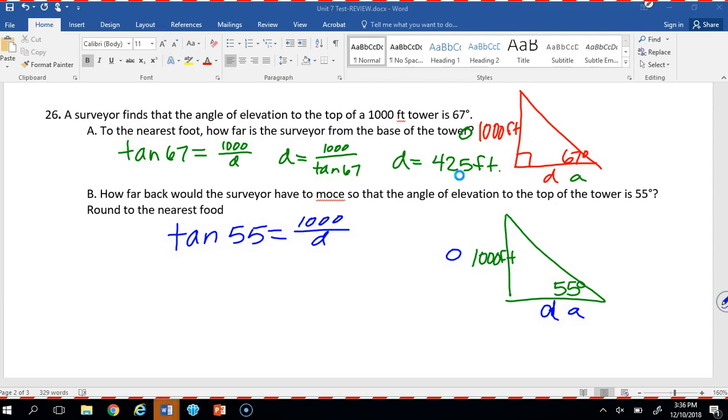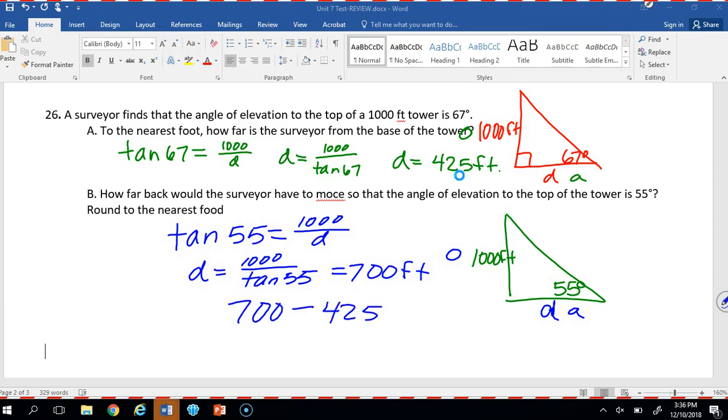Swap places again with our variable and our tan 55. So d is equal to 1,000 divided by tan 55. That answer was 700 feet. Then it's asking us how much further did we have to move back. So we're going to do 700 minus 425, and that equals 275. So the amount we had to move back was 275 feet.